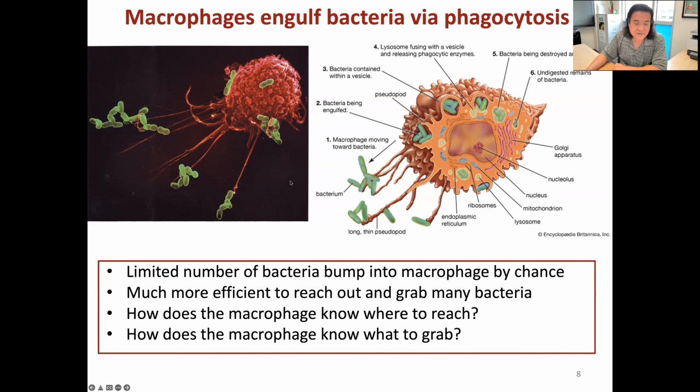So this poses some interesting challenges. There's only a limited number of bacteria that will happen to be encountered by a macrophage in your skin, or under your skin. It would be much more efficient if the macrophages had a way to really be attracted to the bacteria and grab hold of them, because the more the bacteria can be held onto, the more bacteria a given macrophage can eat. So how does the macrophage know where to reach? How does the macrophage know what to grab? Some interesting questions here.